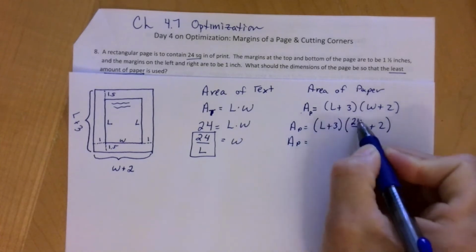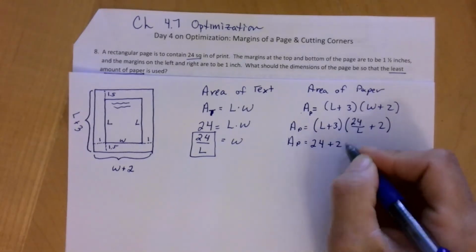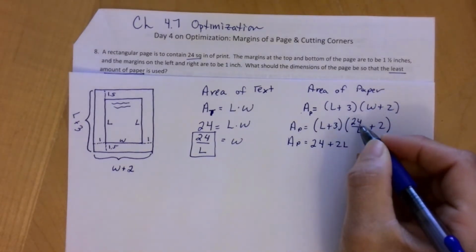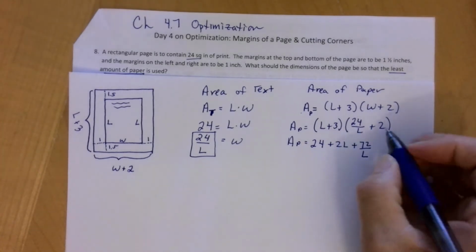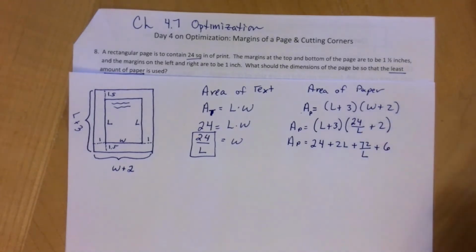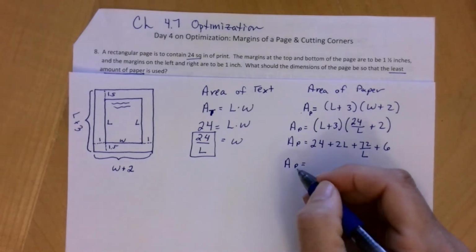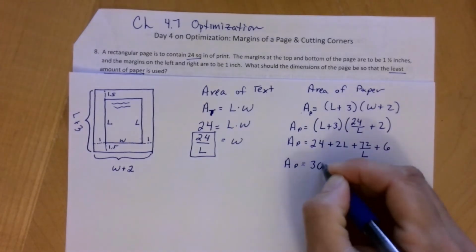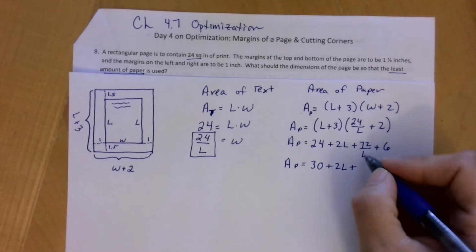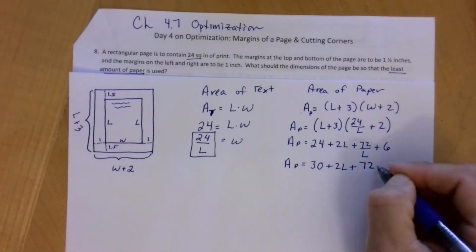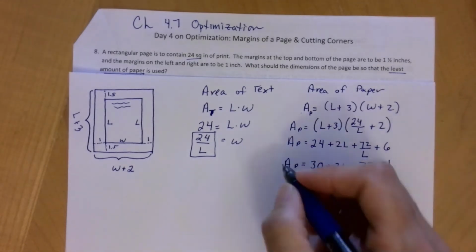So as I distribute, L times 24 over L leaves me with 24. L times 2 is 2L. 3 times 24 over L is going to be 72 over L. And then 3 times 2 is 6. And I'm just going to clean this up before I take the derivative. So I have area with my little subscript of P, and 24 plus 6 is 30, plus 2L, plus, I'm going to push this L up to my numerator so that I don't have to use my quotient rule. So that would become 72L to the negative 1. And now I am ready to find my derivative.